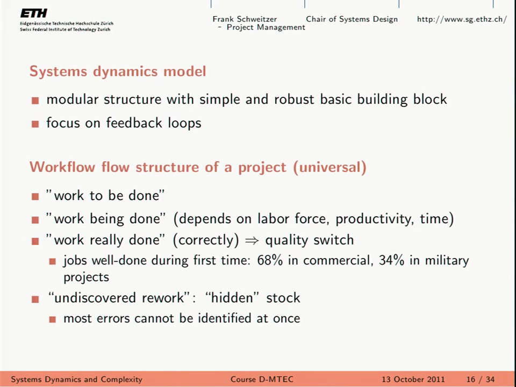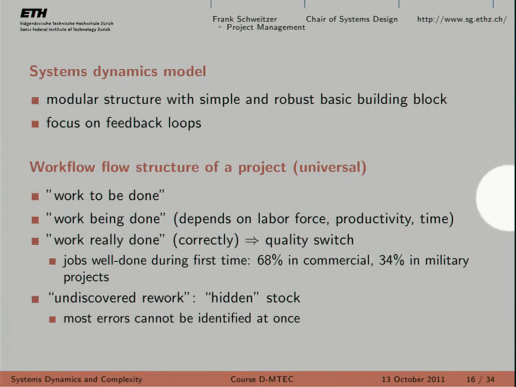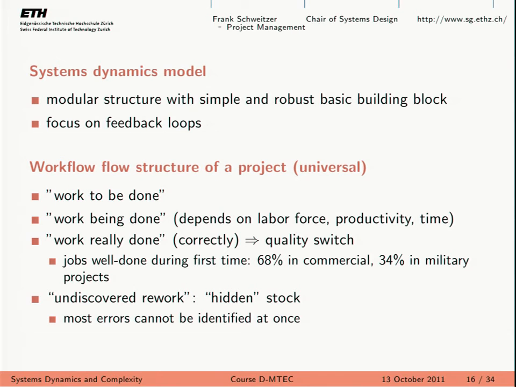Before doing that, there are a few entities that exist in that model, or structures, as you might call them. We distinguish between the following entities. We have work to be done, right? So this is the work that needs to be done. You can estimate it in different ways. That's not so important. But there is an entity called work to be done.